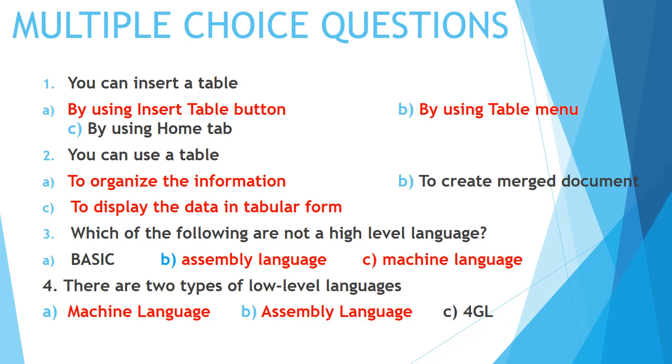Next question, there are two types of low level languages: machine language, assembly language, and fourth generation language. Which are the two types of low level language? Yes, machine language, and the next one is assembly language. These two are the correct answers. So in such multiple choice questions, you have to choose both correct answers, only then will you score the full marks. Remember that.